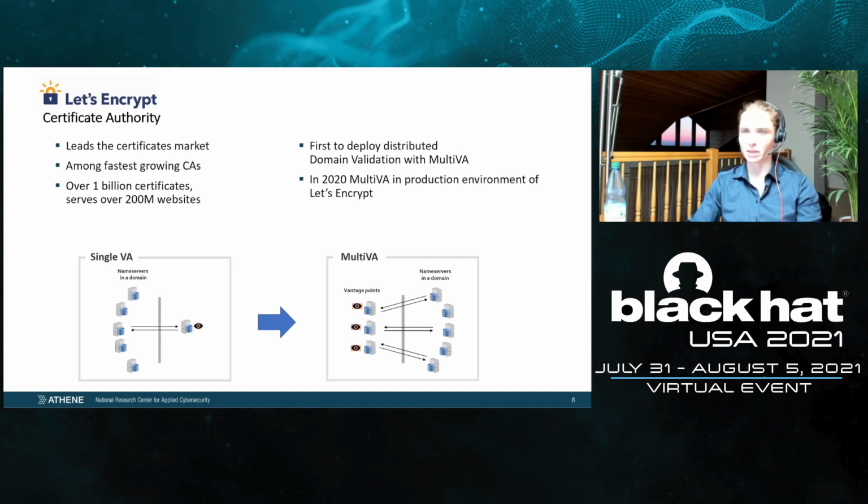It selects one of the name servers and it sends the requests and communication with this name server. On the right side, however, you see the multi-VA domain validation, and you see every validation authority sends the validation requests to a name server that it independently selected.